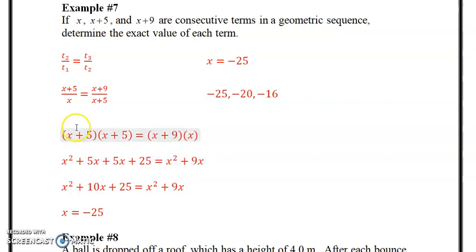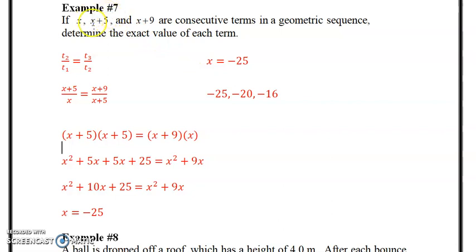We do our distributive property, x multiplied by x plus 5 is 5x, 5 times x is 5x, 5 times 5 is 25, x times x is x squared, plus 9 times x is 9x, which we learned in grade 10. And then I solve and I end up with x equal to negative 25.